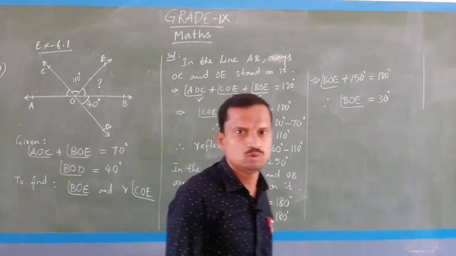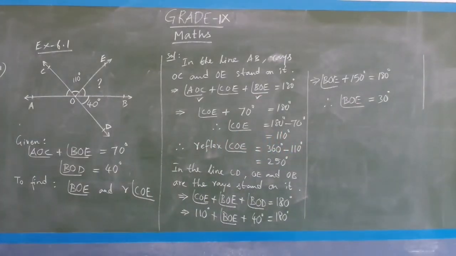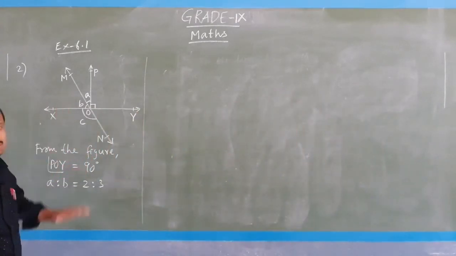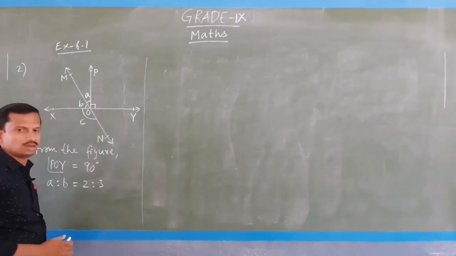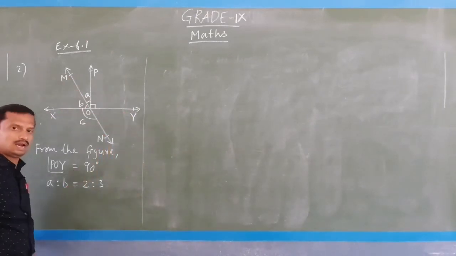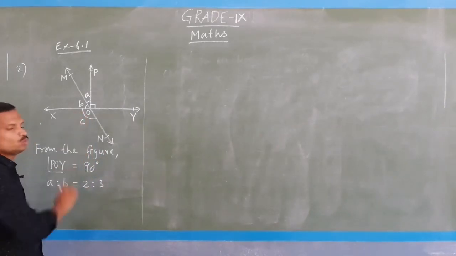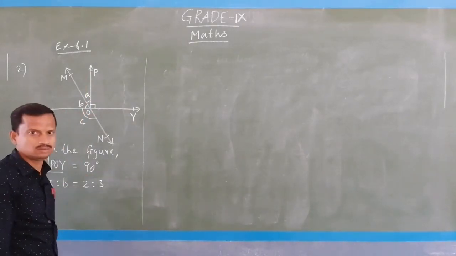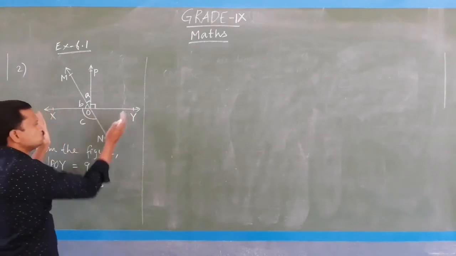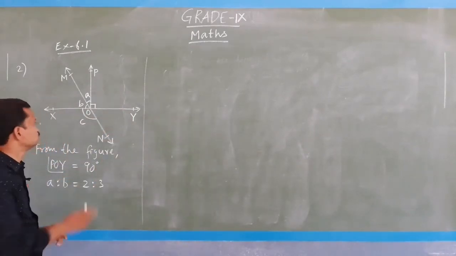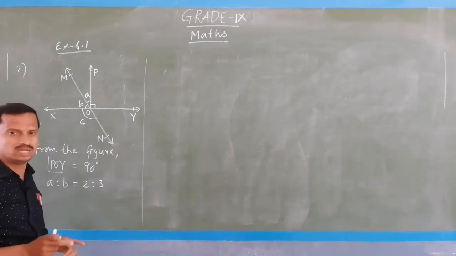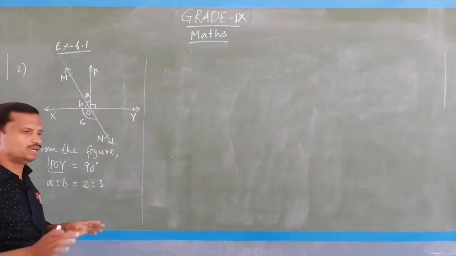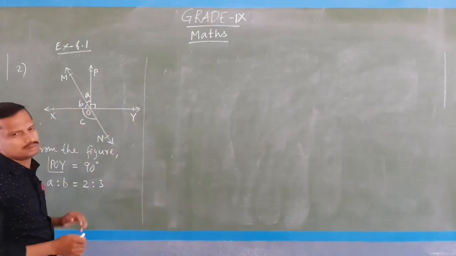Clear? And now we move to the second question. Coming to question number 2, this is the figure given. XY is a line, MN is another line, and they intersect at O. From O, OP is a ray. The two opposite arms form a line, that you know. So, OX and OY are opposite rays, so they form a line, and OM and ON are opposite rays, so they also form a line, and OP is the single ray.